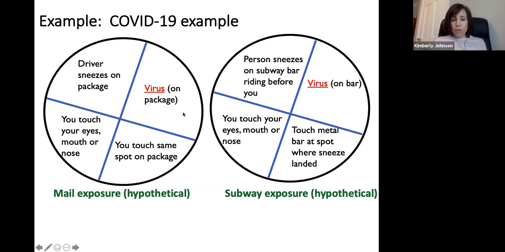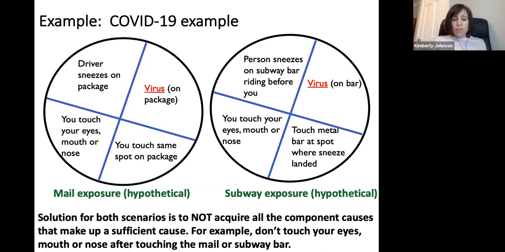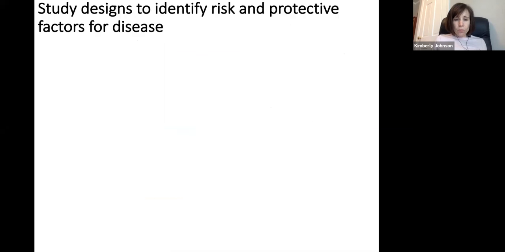present on both of these, either the package or the bar. So you can avoid being infected by not acquiring all these pieces of the puzzle, the pie puzzle. So the solution for both scenarios is to not acquire all the component causes that make up a sufficient cause. For example, don't touch your eyes, mouth, or nose after touching the mail or the subway bar. So that's kind of a framework for how we think about how disease develops.